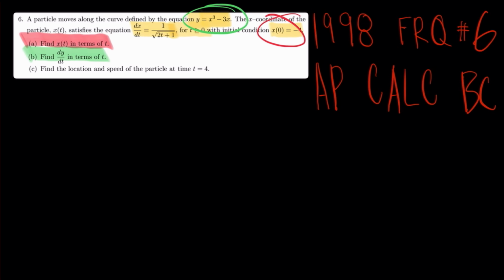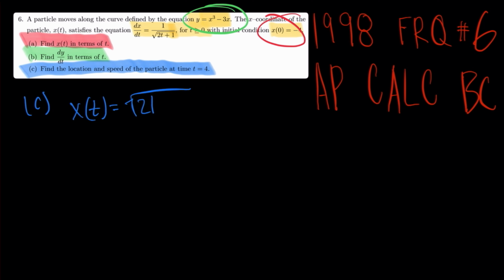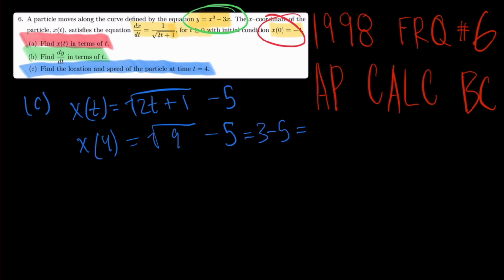For the final part of this problem, we are asked to find the location and speed of the particle at time t equals 4. I guess I'll start with the location of the particle. So we are going to substitute 4 into our expression for x of t that we found in part A. So if we have x of t equals the square root of 2t plus 1 minus 5, and we substitute 4, we will get the square root of 8 plus 1, which is 9, minus 5, which equals 3 minus 5, which equals negative 2.